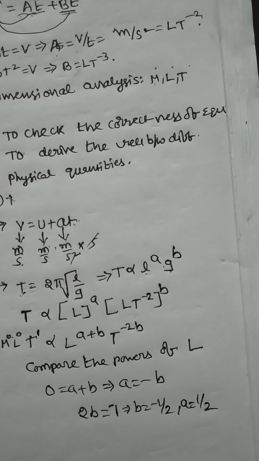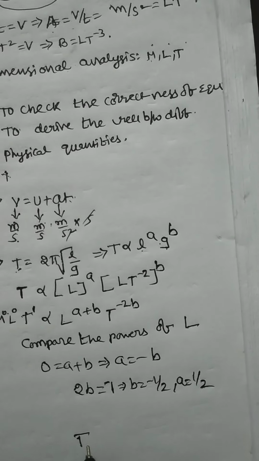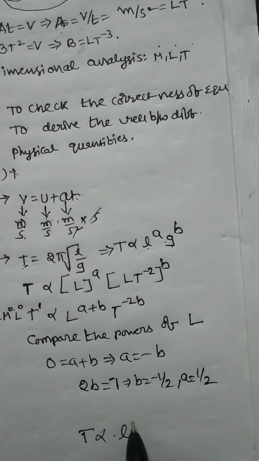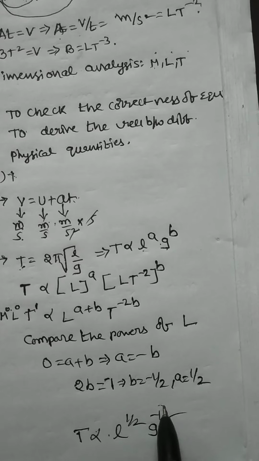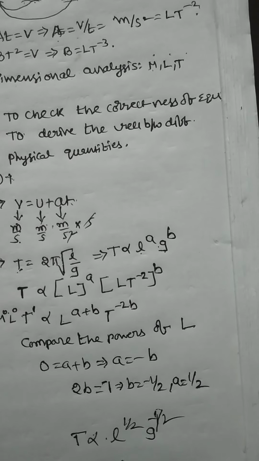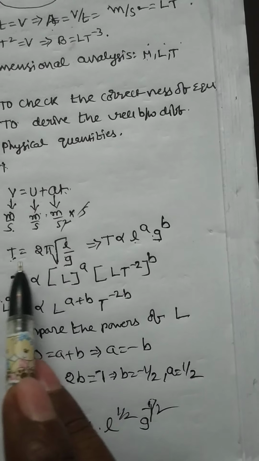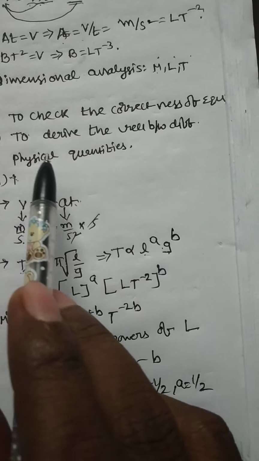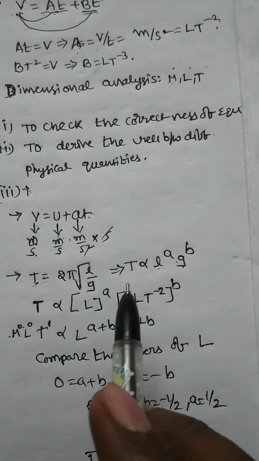So T is proportional to L power 1 by 2, G power minus 1 by 2. That means this is the root, or not? So here this equation says T is proportional to root L by G, or not. That means to derive the relation between different physical quantities, we are using the dimensional analysis.